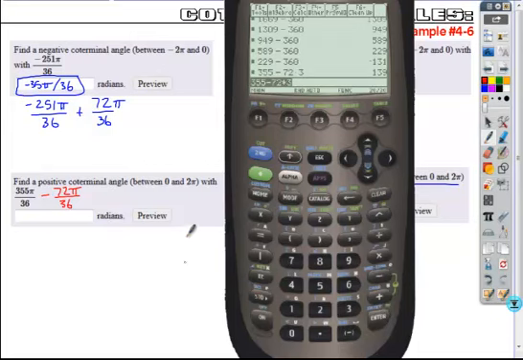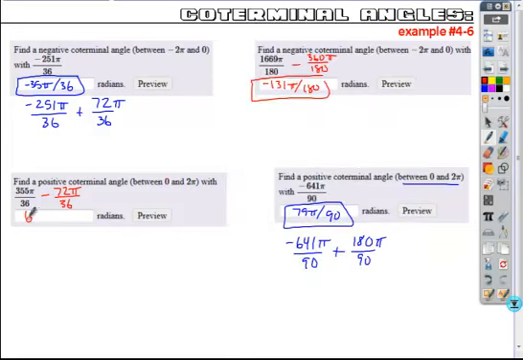Here, I wind up with 139. I need to keep going. It needs to be smaller than 72. So minus another 72 gives me 67. That fits. It's between 0 and 72 pi over 36. So my answer is going to be 67 pi over 36 for my solution.